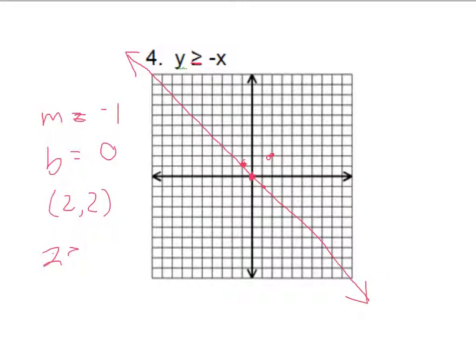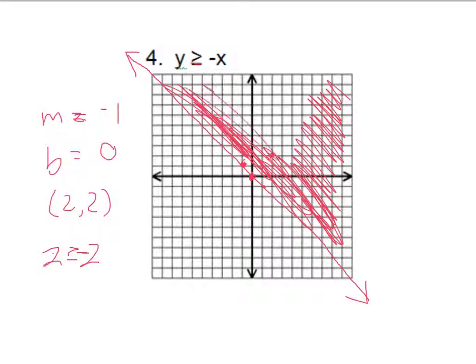So if I take the ordered pair 2, 2 and plug them in, my y value 2 is greater than or equal to negative x, which is negative 2. That's a true statement. So I'm going to shade on the side of the line that contains that point. Now, that's the hard way of going about that. The easy way is to say, okay, the inequality says greater than or equal to, so therefore I'm going to shade above the line. If it were less than or equal to, then I would shade below the line. Pretty simple, really.